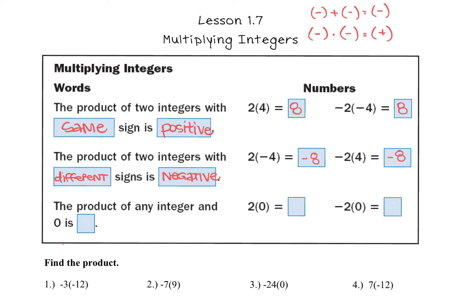And then the last rule is that the product of any integer and 0 is always 0. And 0 can't be positive or negative. It's the only number that's not positive or negative. So whether you multiply it by +2 or -2, the answer is still 0.